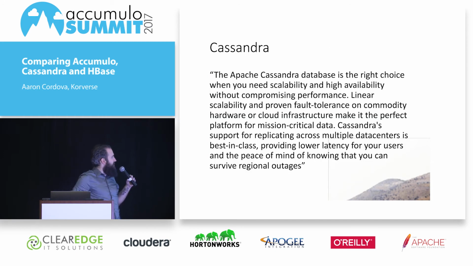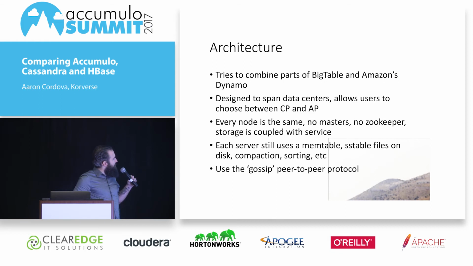Okay, Cassandra, finally. It's obviously marketing speak: when you need scalability and high availability without compromising performance, blah, blah, blah. So what they did with Cassandra is interesting. They took aspects of Amazon Dynamo and mashed it into Google's Bigtable.